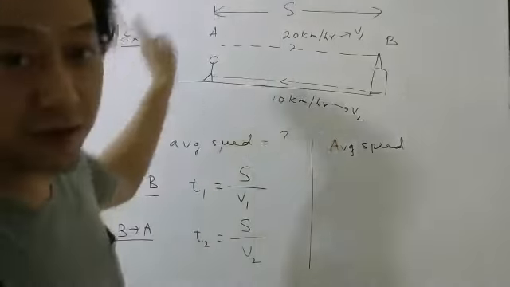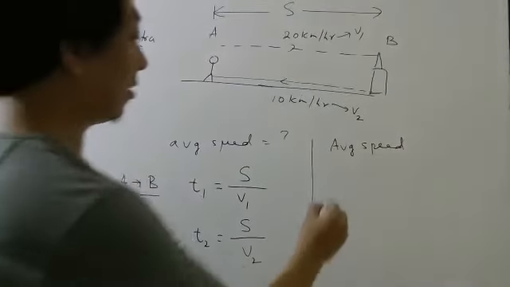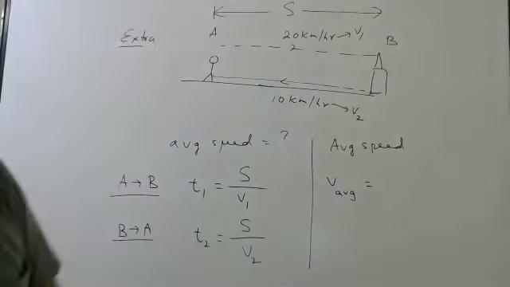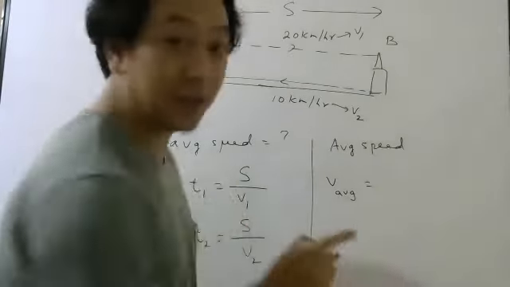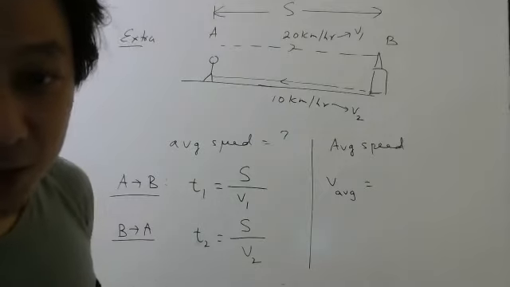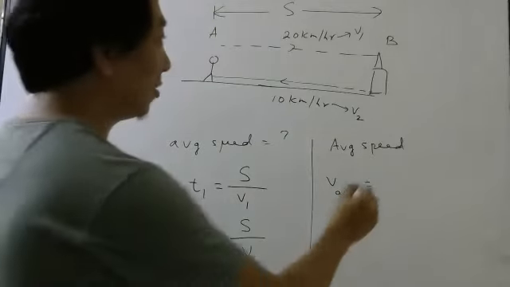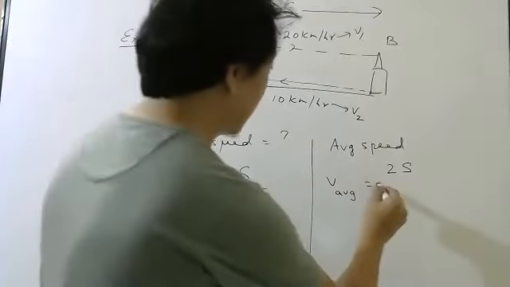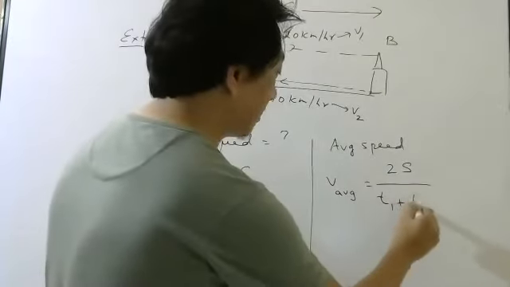Now if you want average speed for the entire journey, not from here to here, but from here to here to here, then how will you do this? Total distance by total time. Displacement is 0, students, no doubt. But total distance will be how much? Total distance will be 2s. And time taken will be t1 plus t2.